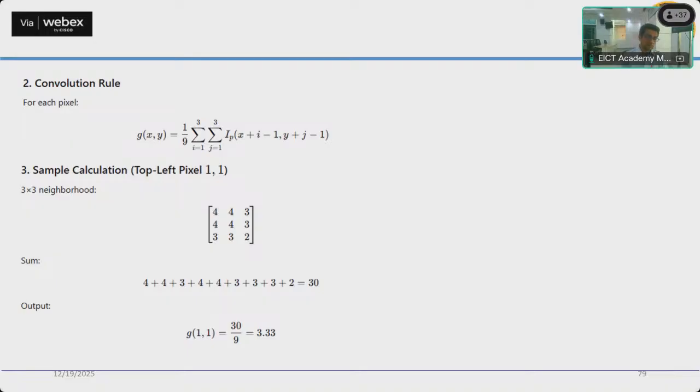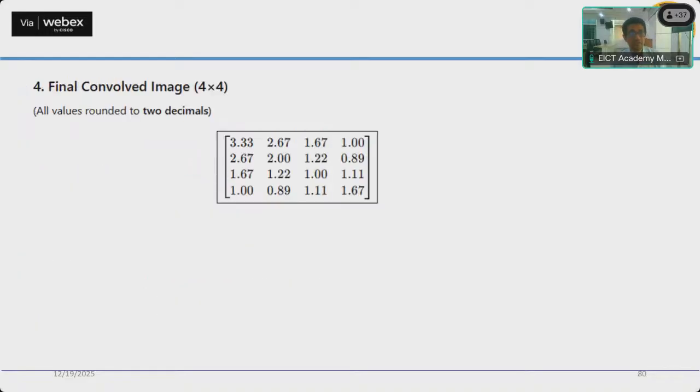Regarding the convolution rule, as has been shown, it is a two-dimensional operation. We are not going into the detail, it is complete mathematics. So the sample calculation is 3 by 3. The neighborhood is given, and after the 3 by 3 neighborhood, the output is given, basically on 1 by 9. So we get the final convolved image.